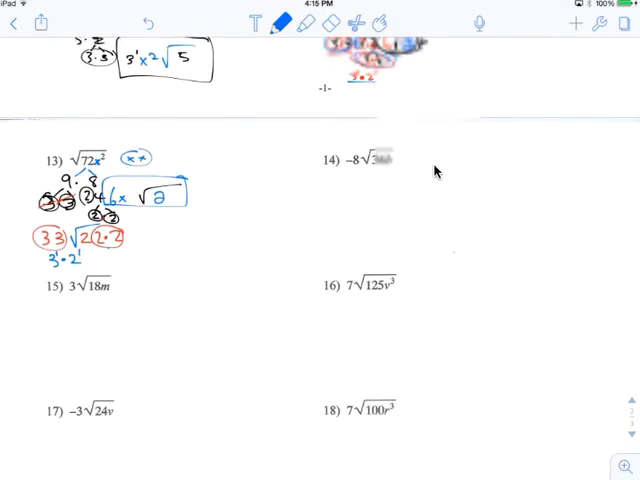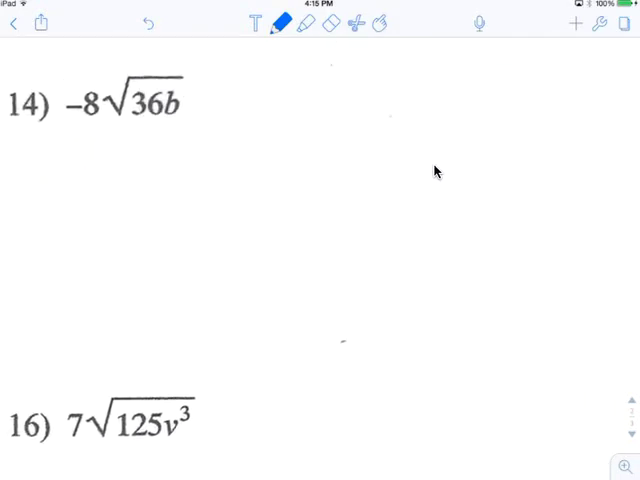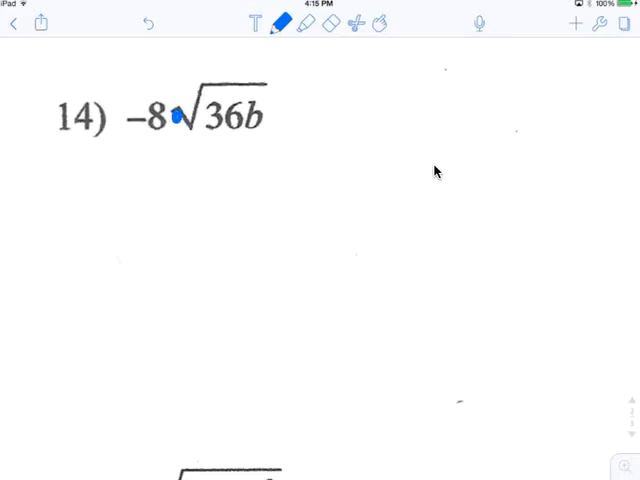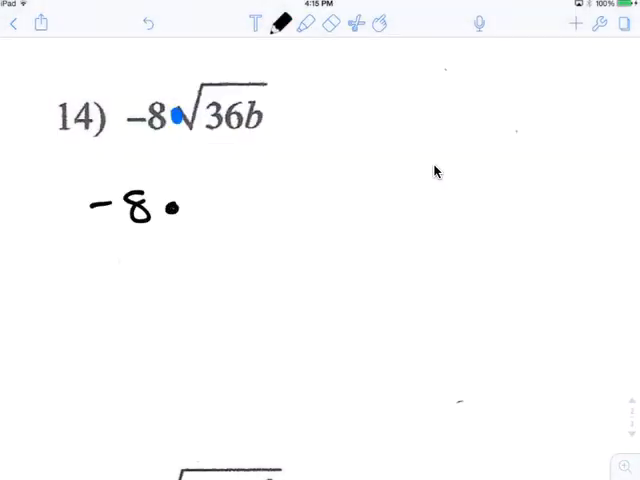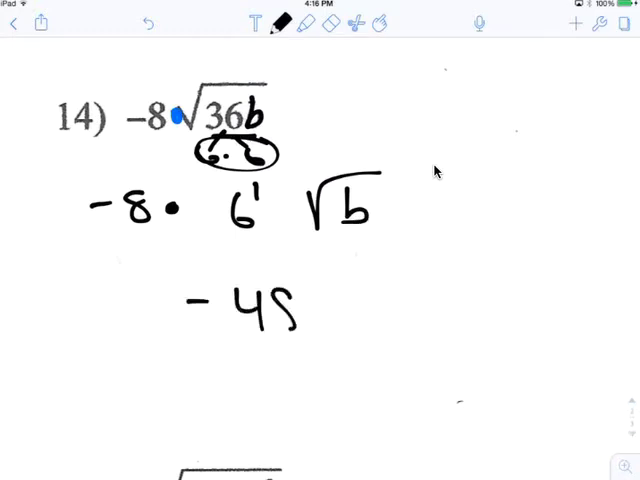Okay, now this again. This is negative 8 times whatever this answer is. Square root of 36 is 6 times 6. We can stop because 6 to the first. And b, there's no pair, so it's radical b right there. So you get negative 48 radical b.